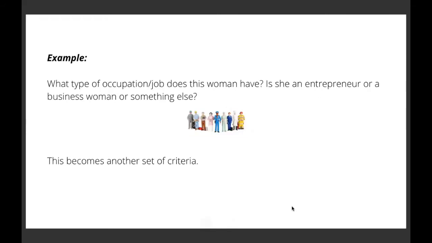Then we have the type of woman that you are trying to target. We know the age range that she is within. But now, what type of occupation does this woman have? Is she an entrepreneur, or is she a businesswoman, or something else, right? She could be a freelancer. Whatever it is, that information is used as another set of criteria to help you drill down and get as detailed as possible to the ideal woman that you are using in your target market. Okay. All of this, remember, is to help you figure out how to identify your target market.